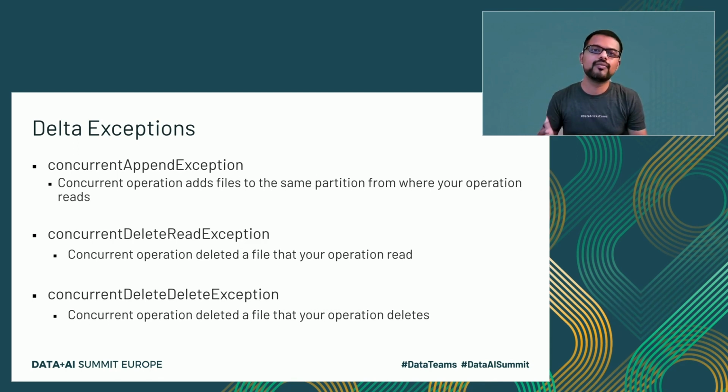And the last way is to add retry logic to each of the jobs. You can still run concurrently, but you embed the retry logic in both the jobs. So what happens is, if any of these exceptions occurs, it will simply retry and you should be good to go.